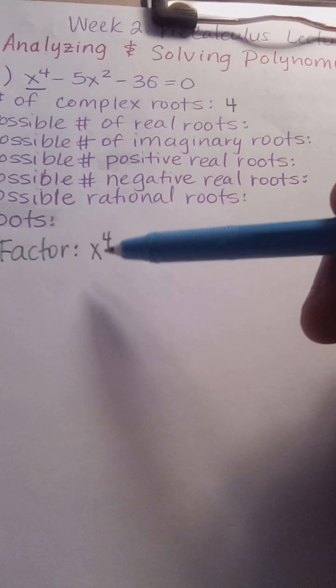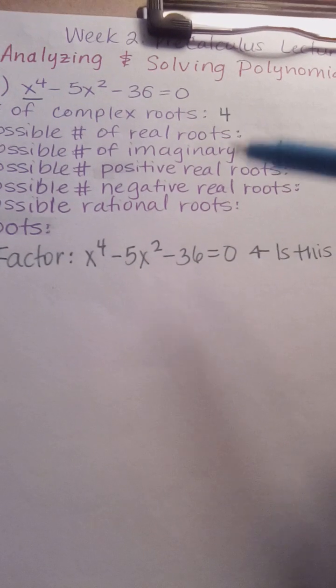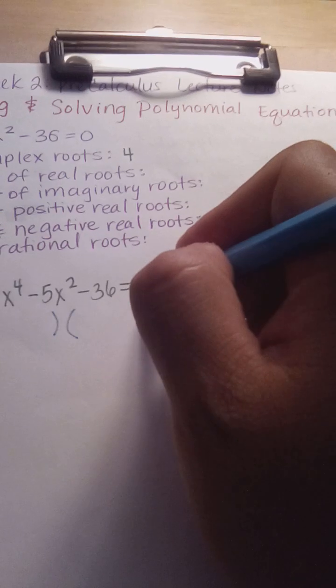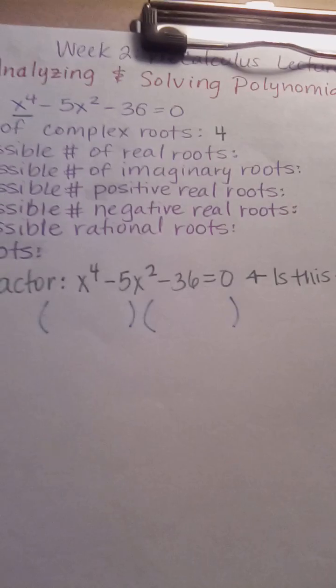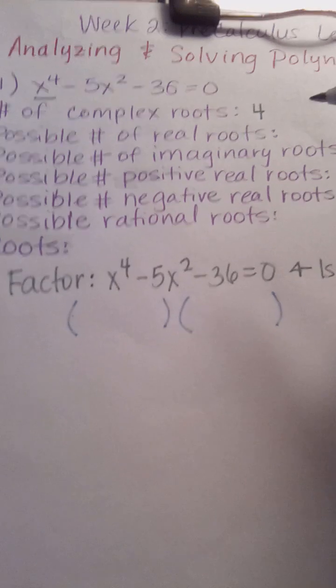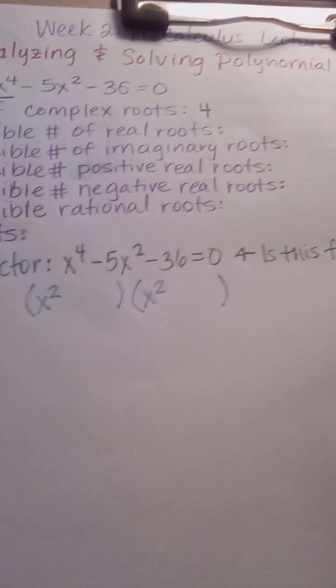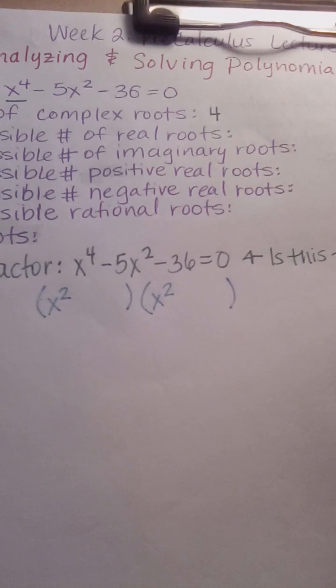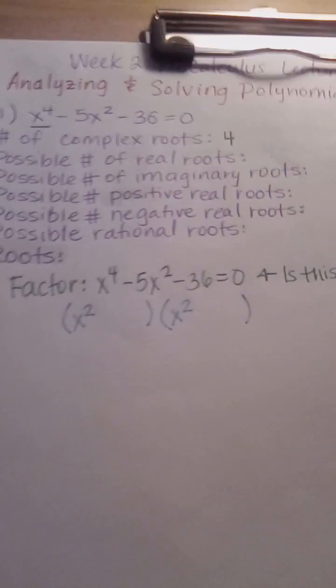Because we could have two groups of parentheses, right? So I'm going to put it right here. So far so good? We look at the first term, which is x to the fourth, which is x squared in both parts. x squared times x squared equals x to the fourth. So far so good. Let's look at this. I'm going to use different colors.